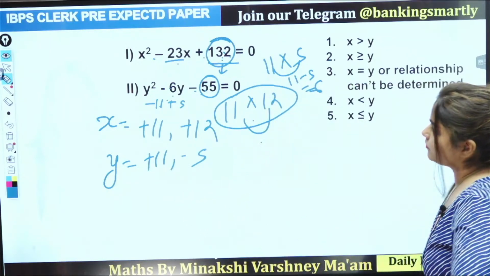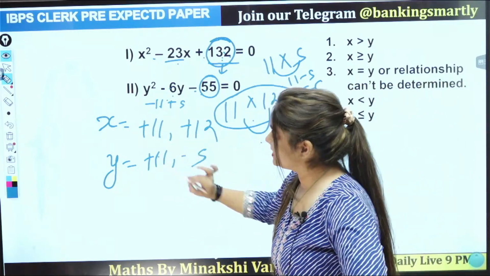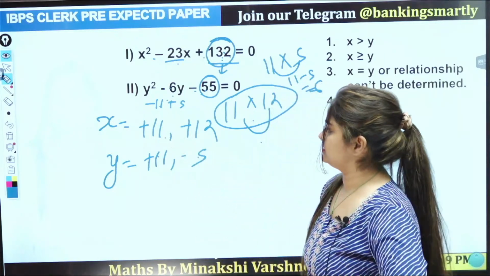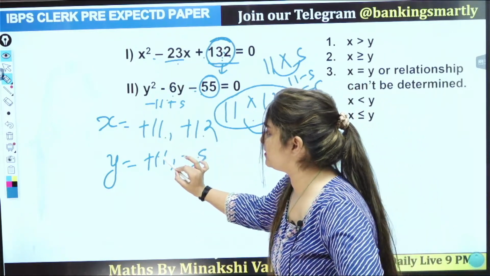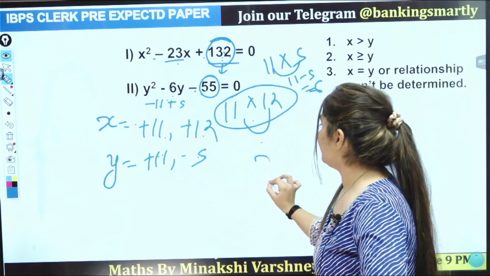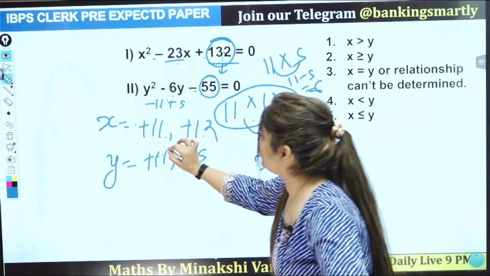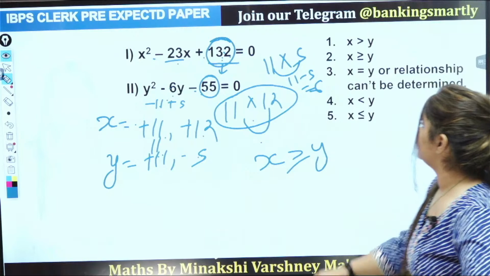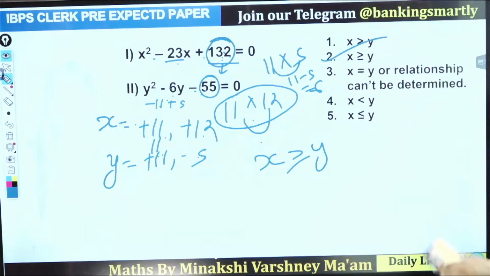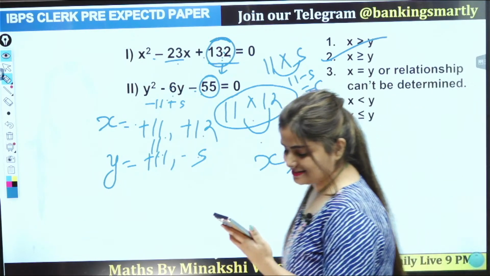Clear? So what we have here, 11 is equal to this, 11 is greater than this, and 12 is greater than plus 11 and this one. That means overall x is greater than y, and in one case x is equal to y. So x is greater than or equal to y. Option number 2 is correct. Is it clear or not?